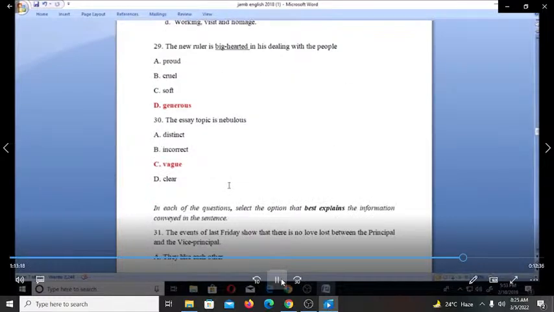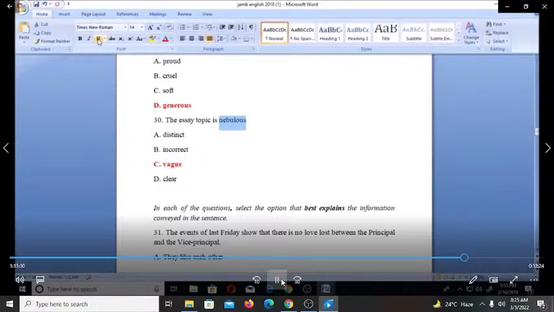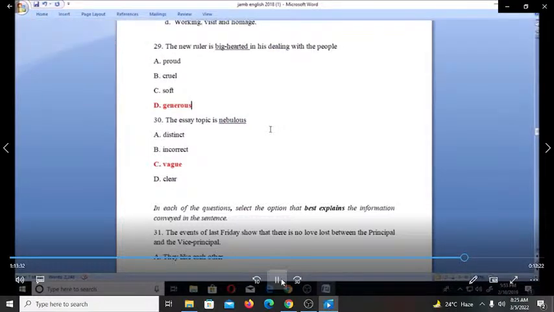Now, number 30, the essay topic is nebulous. So the underlined word is actually nebulous. So what word is closest in meaning to the word nebulous? A, distinct. B, incorrect. C, vague. D, clear. So the answer is vague. Vague means something that is unclear, which is the same as nebulous.